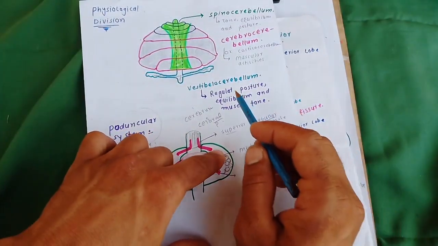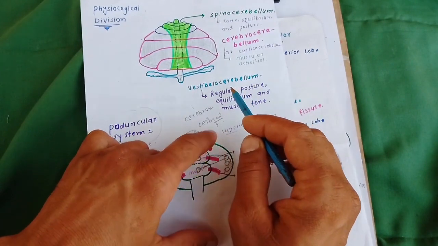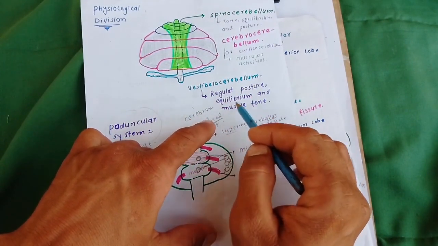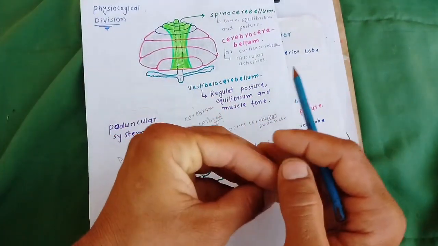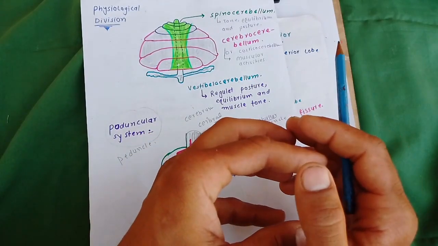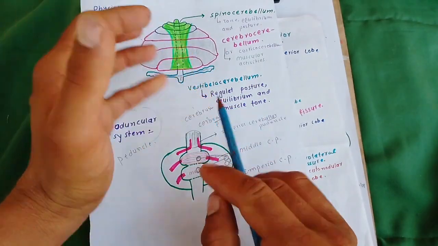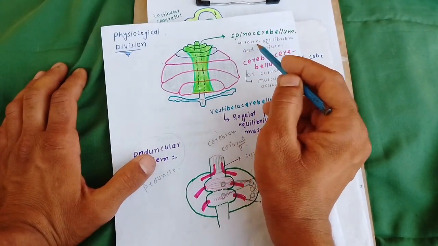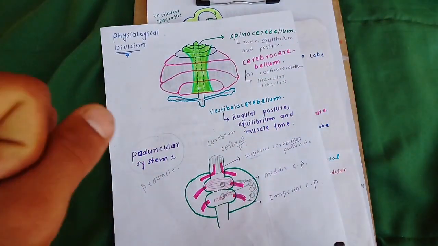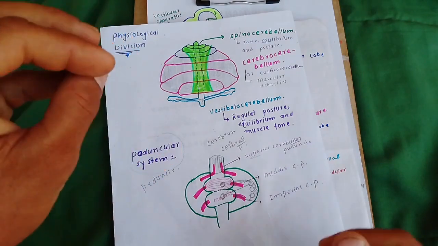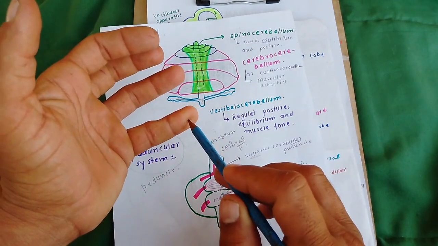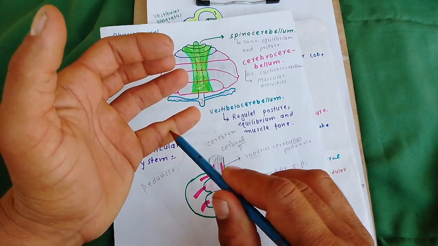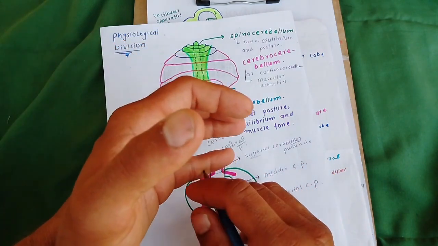Spinocerebellum. The vestibulocerebellum regulates posture, equilibrium, and muscle tone by receiving messages from the vestibular apparatus. But the spinocerebellum also regulates tone, equilibrium, and posture by receiving messages from the proprioceptors, tactile receptors, and from other receptors of the body.